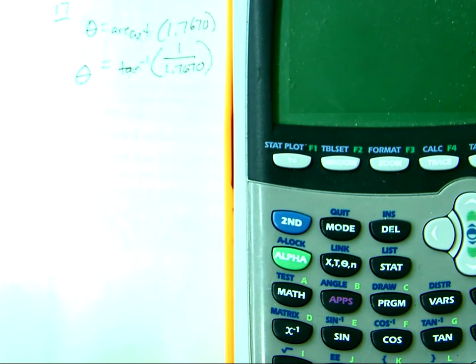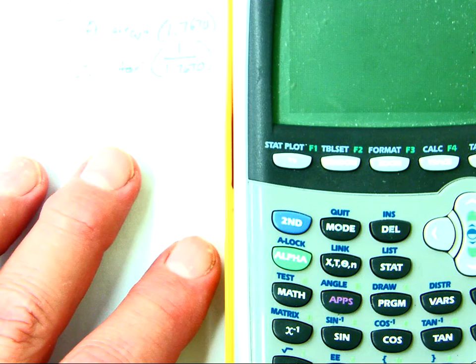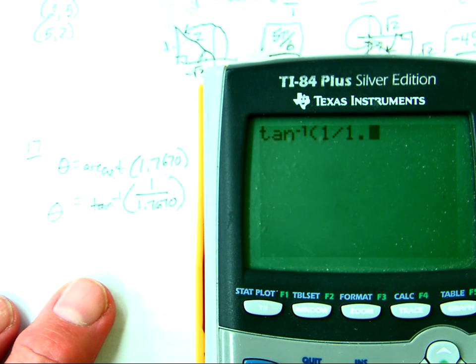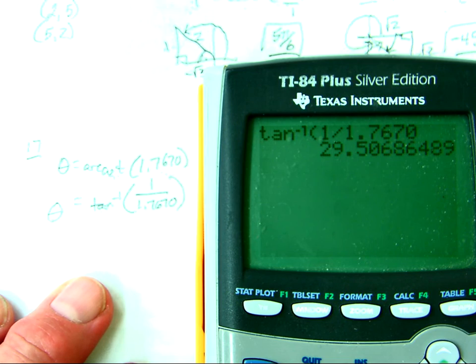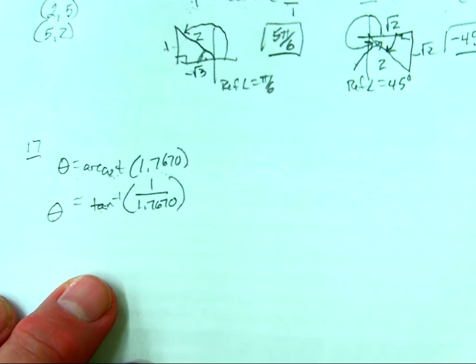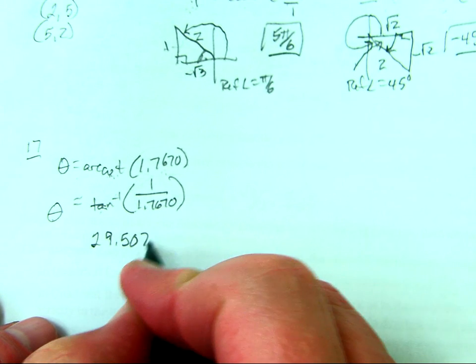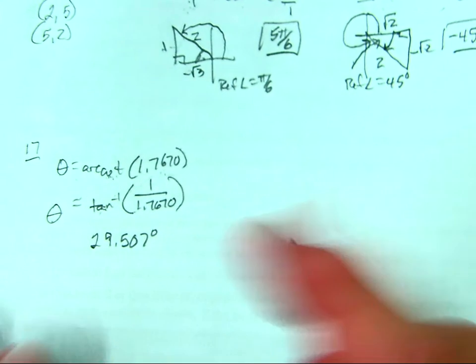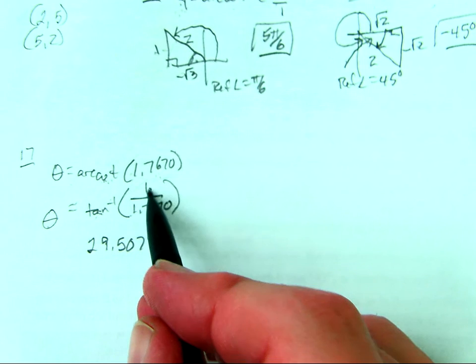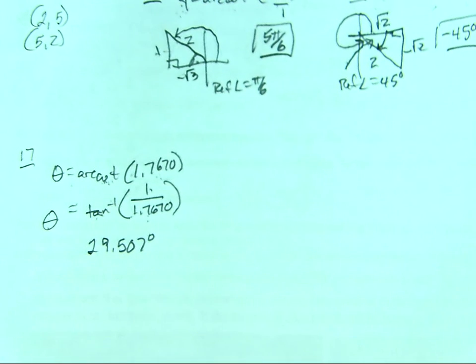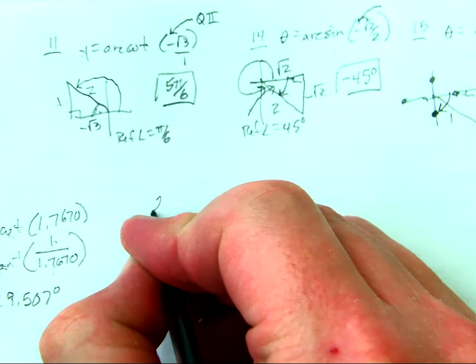So you hit second tangent and then 1 divided by 1.7670. And I get 29.50, which rounds up to 7. So that's my answer, 29.507 degrees. So it's the reciprocal ones that are tricky. You have to change it to the reciprocal first, then do the inverse function. Let's do one more. Let's look at number 20.